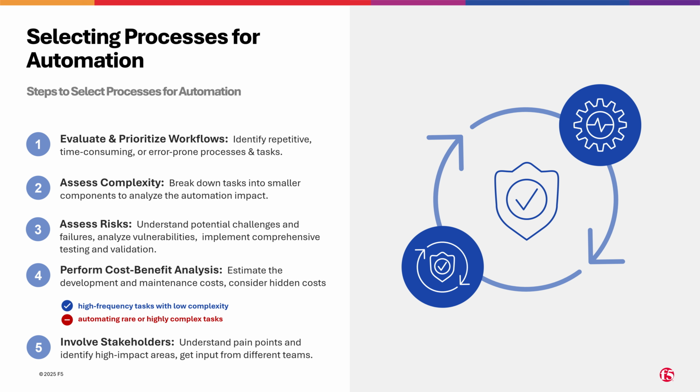Keeping stakeholders in the loop helps build support and collaboration, ensuring that automation projects are well received and properly integrated into existing workflows. By balancing technical feasibility with business value and maintaining clear communication, you can create a well-prioritized automation plan that maximizes benefits while minimizing risks.